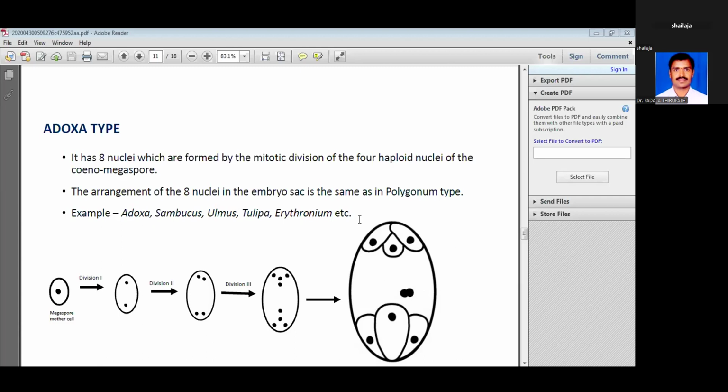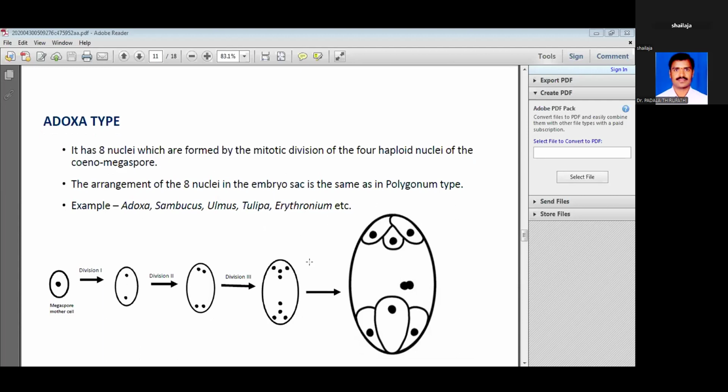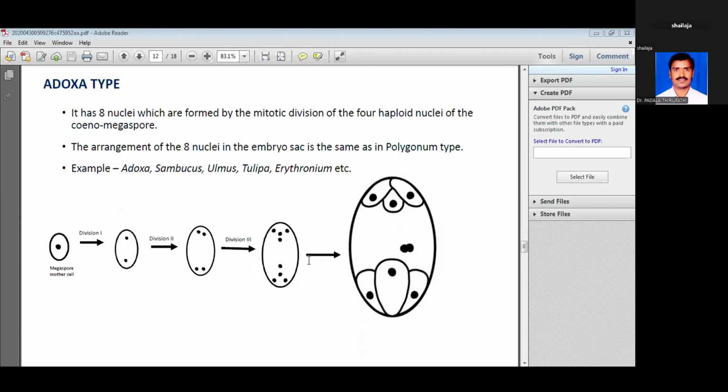So what is the specialty? 4 haploid nuclei of the megaspores participate in the formation of the embryo sac. That is the Adoxa type. So we finally get the 8 nuclei embryo sac. Adoxa, Sambucus, Alnus, Tulipa, Erythronium are the examples for the Adoxa type. Next we come to Plumbago.